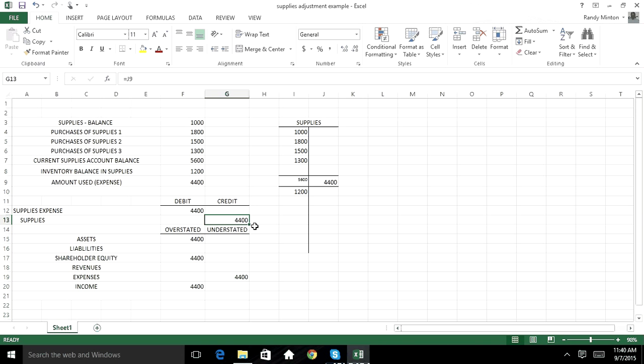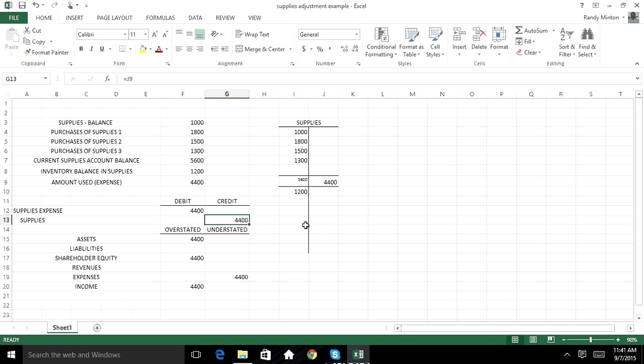asset. The reason that we're crediting it is because office supplies, as an asset, has a normal debit balance. That means it goes up on the left-hand side and it goes down on the right-hand side. The left-hand side being the debit side, the right-hand side being the credit side. So what's happening here is we're having to credit the supplies account for the $4,400 that we have used. We have to do that in order to bring the account into balance, which is in this case $1,200.